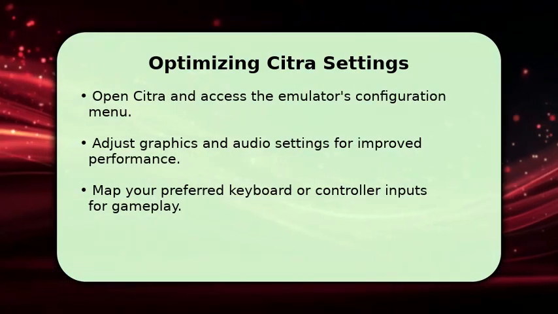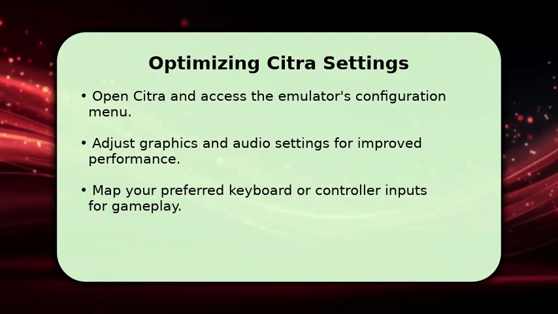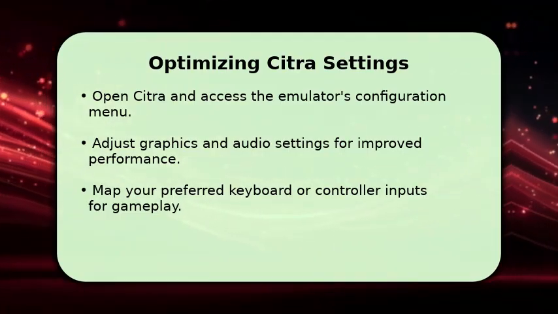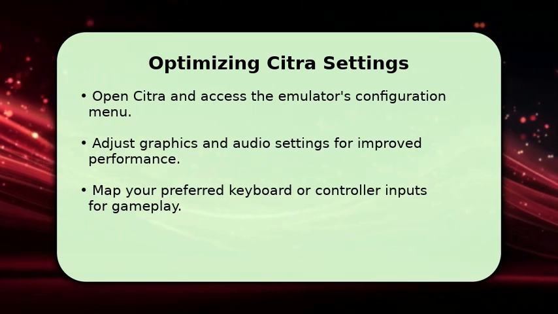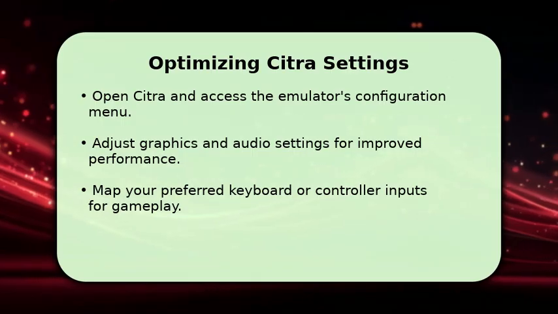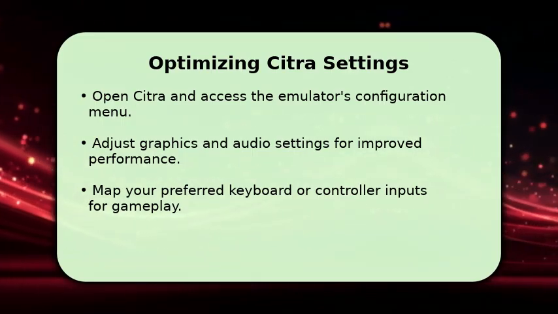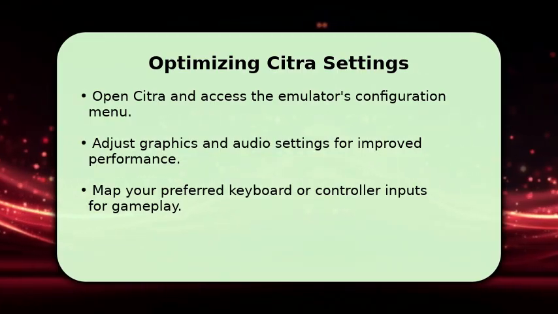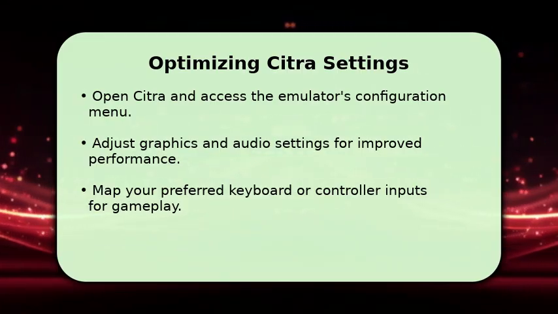Now, let's optimize Citra's settings for the best experience. Open the emulator and navigate to the configuration menu. Here, you can fine-tune graphics and audio settings to match your system's capabilities, aiming for a balance between visual quality and smooth frame rates. Don't forget to map your keyboard or controller inputs for comfortable and responsive gameplay.